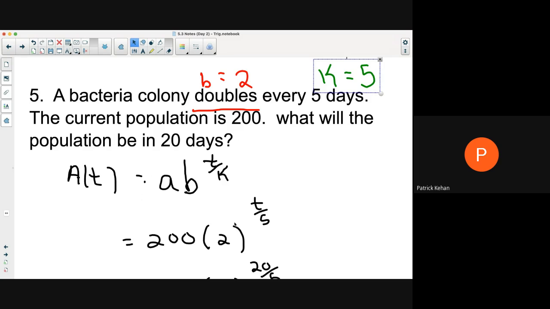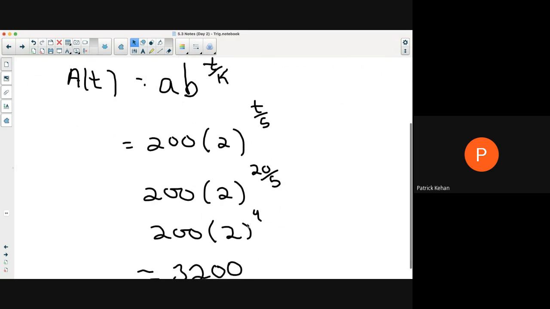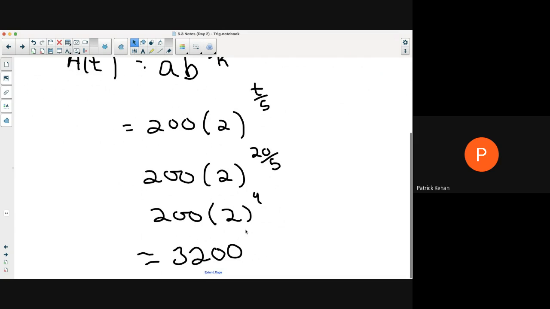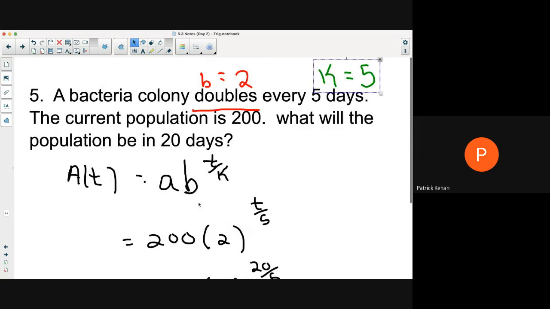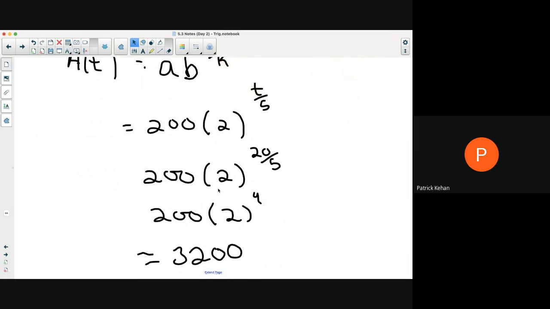Now the question is saying in 20 days. So that means t equals 20. So we're going to plug 20 into t here. 20 divided by 5 is 4. 2 to the 4th power is 16 times 200 gives us 3,200, right? So the population of this bacteria would be 3,200 in 20 days.